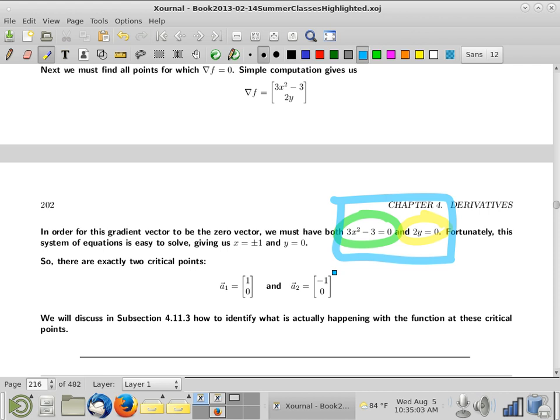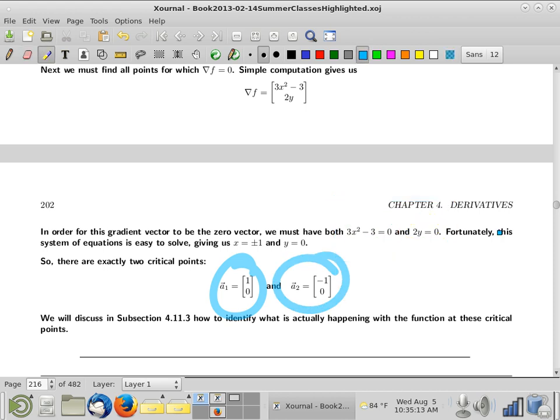Y obviously has to be 0. X obviously has to be either plus or minus 1. So you get 2 critical points. That make sense? Now, let me remind you, it is not necessarily the case that these are both maxima.